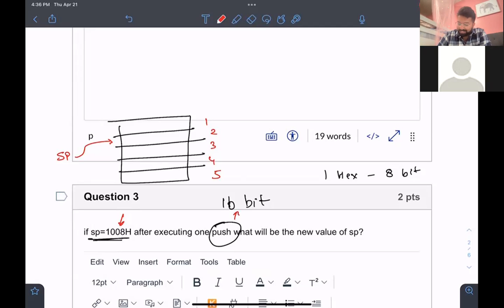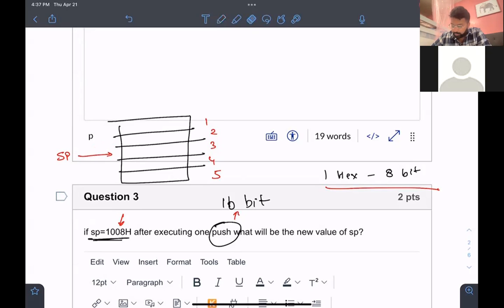Okay, so let's say the stack pointer is pointing at 3. If I push, it's going to start pointing towards 2, and it won't point to 1. That's how push works. And we know push is 16-bit, it will push 16 bits from one place to another. But we know 1 hex is 8 bits. So in order to push all the 16 bits onto the stack or somewhere else, we have to decrement it twice.